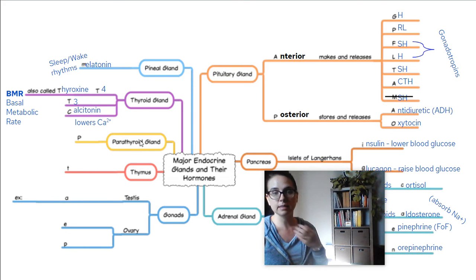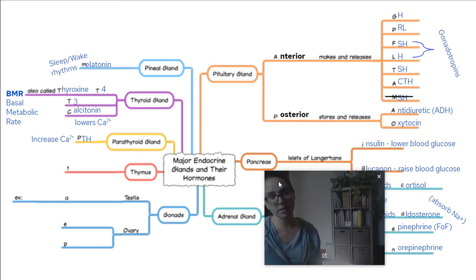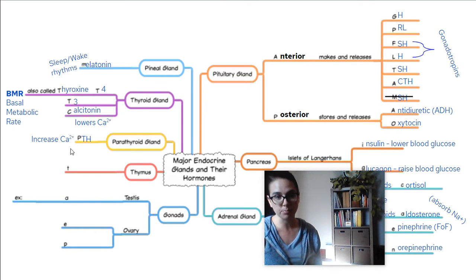There are 4 parathyroid glands, so if I could take my thyroid off and flip it around, you would see 4 little dots on the back of it, and those are the parathyroid glands. They release parathyroid hormone, PTH. Its job is to increase calcium. So if I have low calcium in my bloodstream, it stimulates my bones to break down, the osteoclasts break down the bones to increase my calcium levels in my bloodstream.